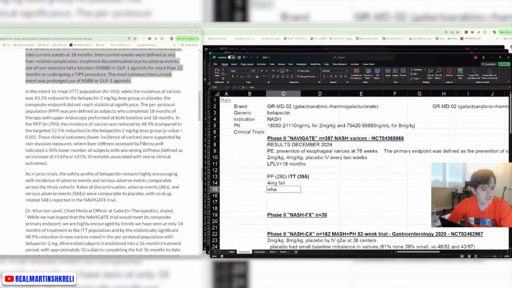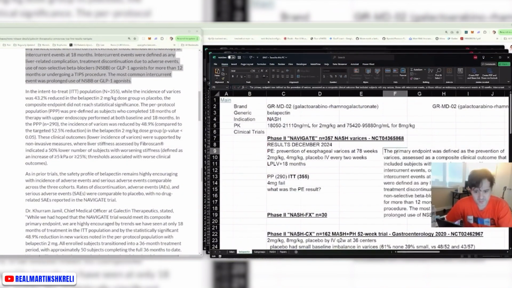What was the P result? Let's read this primary endpoint thing again. This is so strange. The primary endpoint was defined as the prevention of varices assessed by a composite clinical outcome that included subjects with any varices, those with intercurrent events, which we'll define in a second, or those without an endoscopy or intercurrent events at 18 months. Oh, I sort of see.